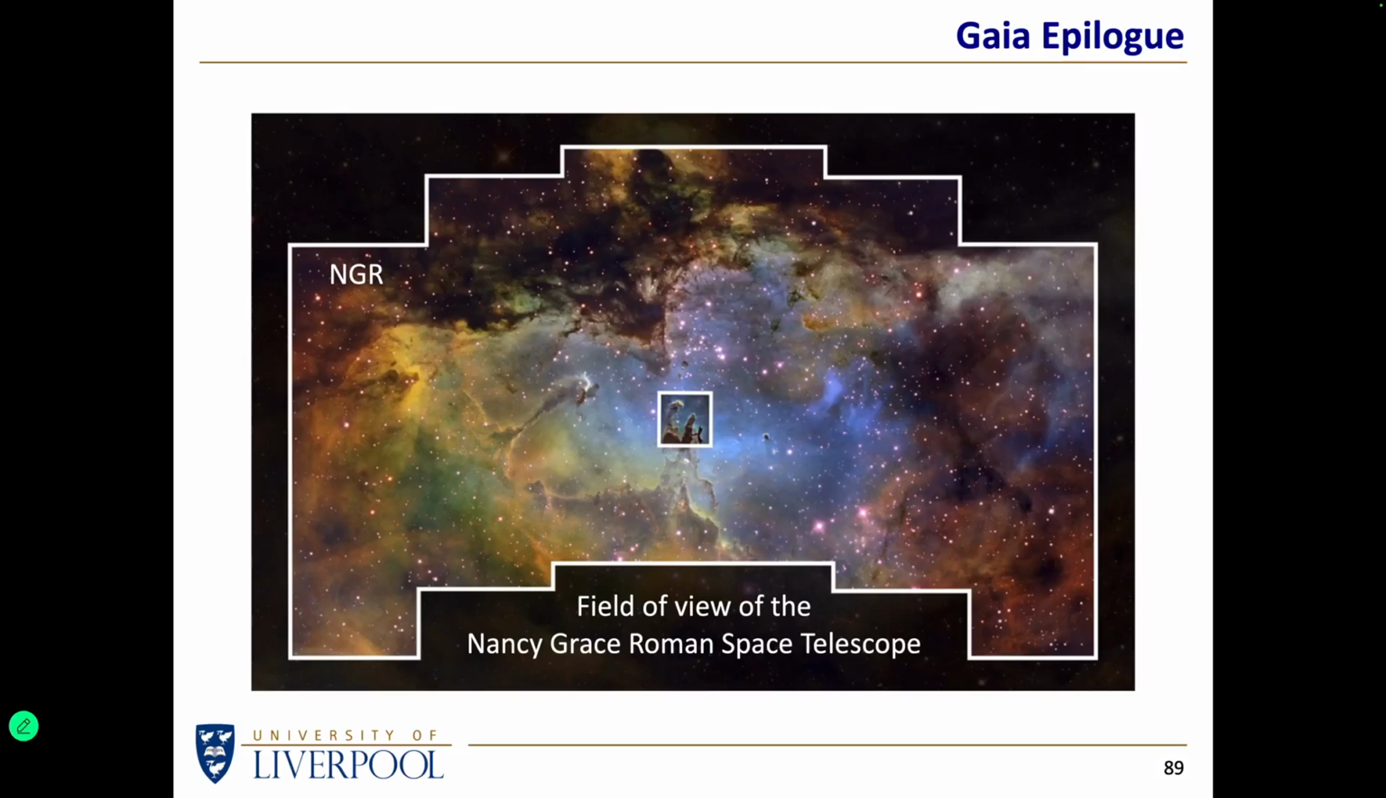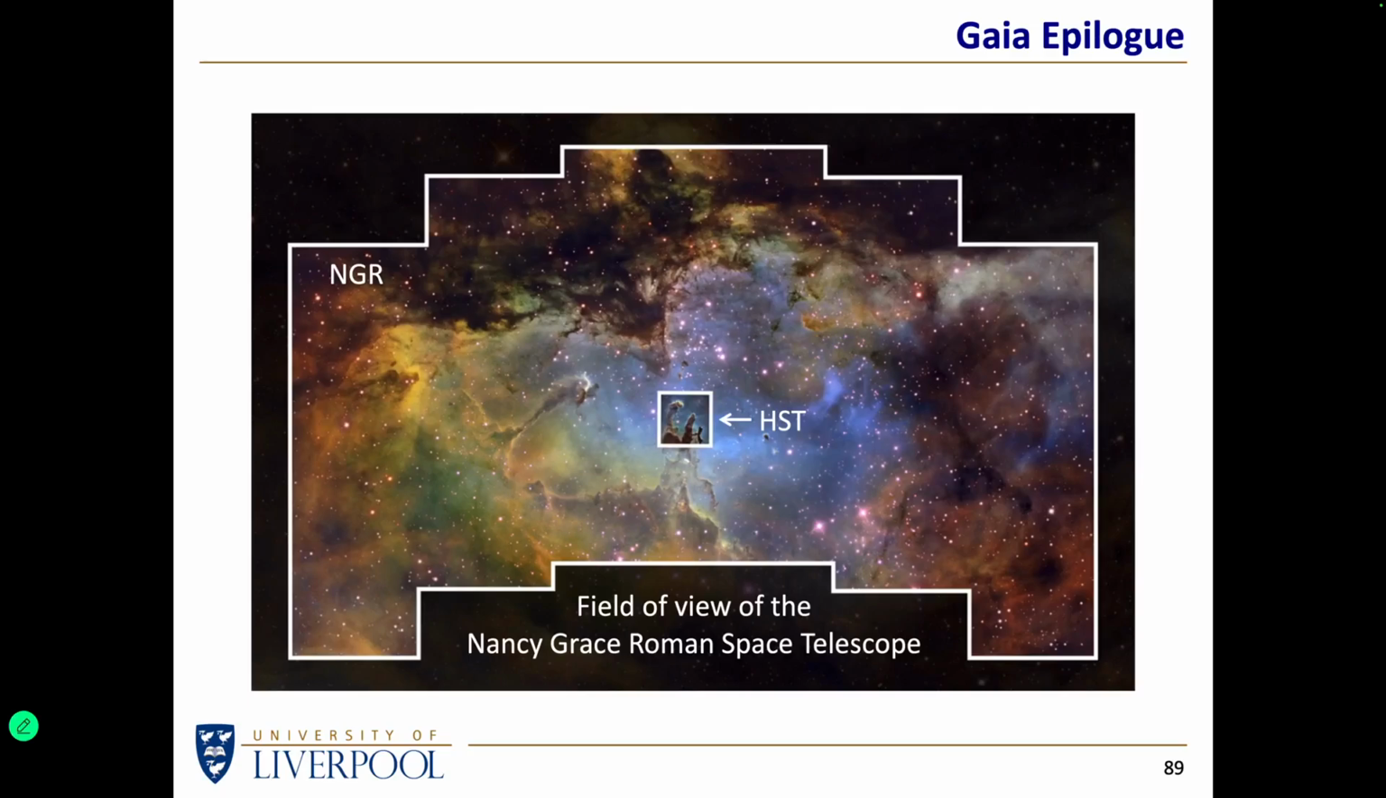Will there be a Gaia version 2? Seems unlikely. Later this year, or perhaps next year, the Nancy Grace Roman Space Telescope will be launched, which will have incredible resolution. You can see the effective size of the detector for the NGR compared to the tiny square in the middle, which is the Hubble Space Telescope field of view. But these will be at the same resolution. So the Nancy Grace Roman Telescope will be able to see an incredible amount of the universe at the same precision as the Hubble Space Telescope, the same resolution.